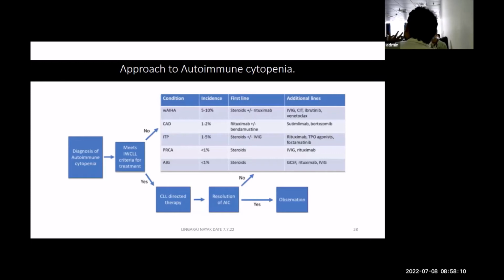So how do you approach this group of patients? First, you see whether these patients meet the IWCLL criteria or not. If they meet the IWCLL criteria, they need treatment for CLL, right? If they do not meet the IWCLL criteria, they just have autoimmune complications, so they just need steroids or immunosuppression. Mostly it is steroids everywhere, except if it is cold agglutinin disease, where steroid doesn't help. There you have to use rituximab or bendamustine.